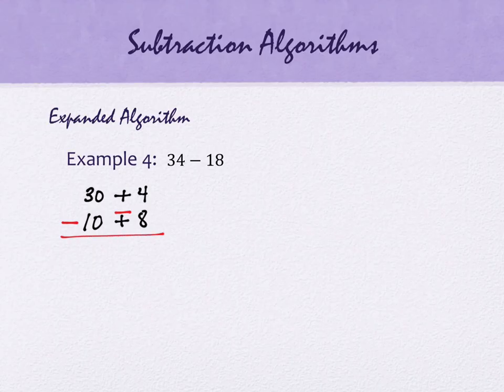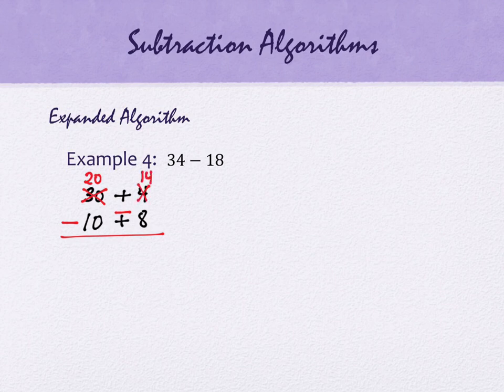Well, that's fine. I can do 30 minus 10, right? Working from left to right. But again, I'm at the point where I can't do 4 minus 8. So I have to regroup. But here you can actually see what's happening. I'm taking the number 30 and I'm taking 10 away. It's now 20. And I move that 10 over with the 4 and I make it 14.